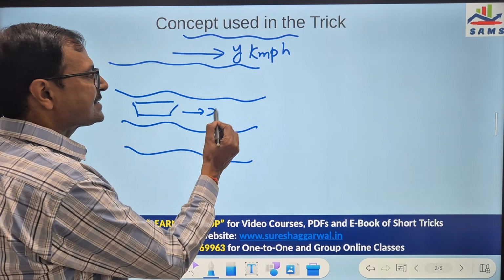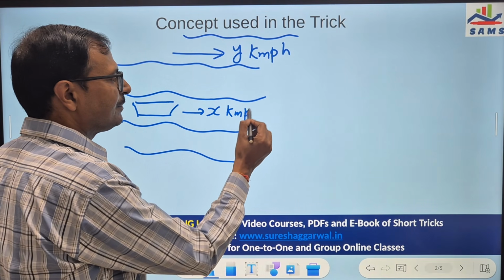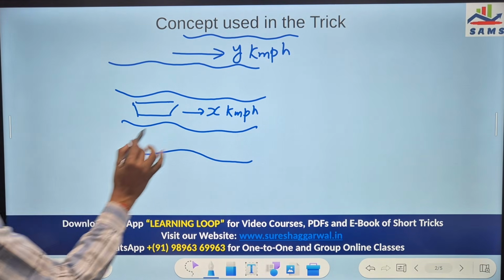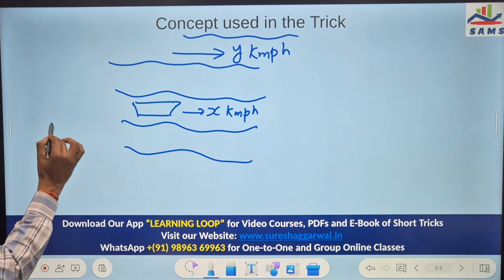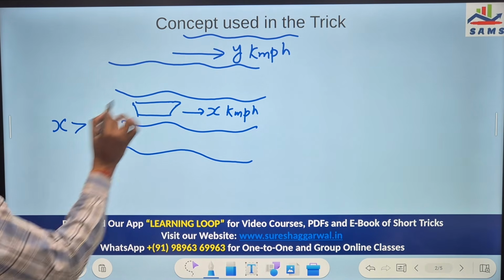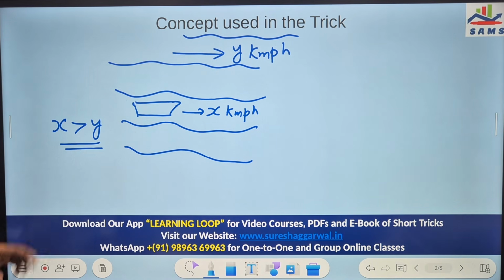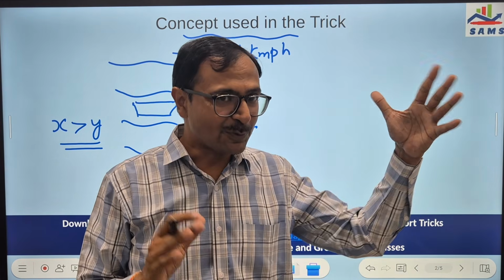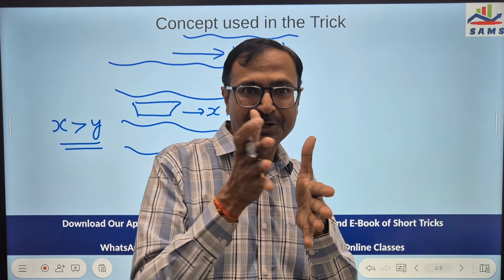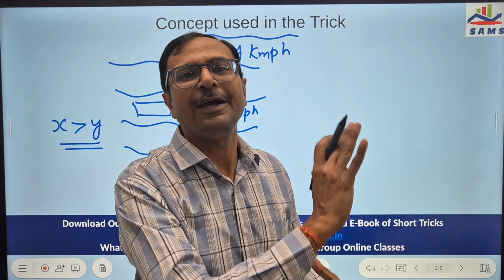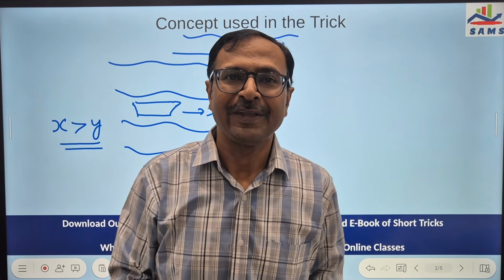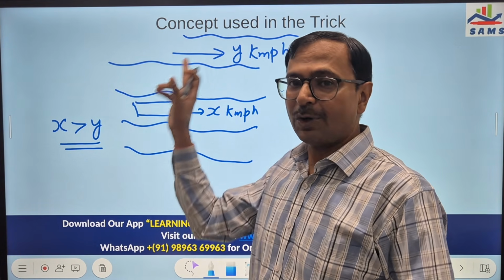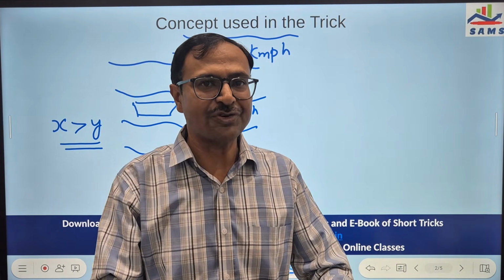That is x kmph. Now one basic thing to understand here is that x, the speed of boat, has to be greater than the speed of stream. Otherwise, if x is less and the stream is flowing opposite to the direction of the boat, the boat will not be able to move forward. Therefore, x is always greater than y. Speed of boat in still water is always greater than the speed of stream.